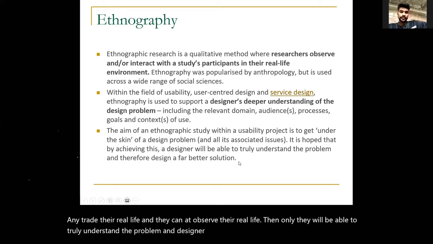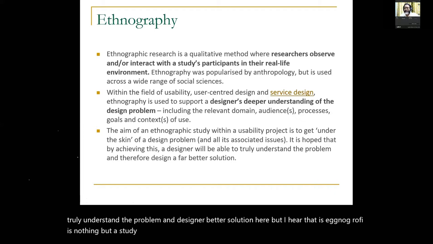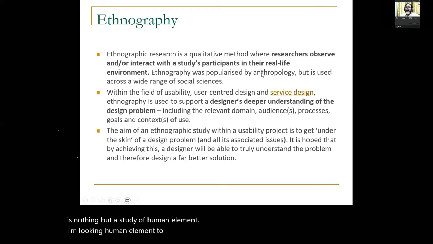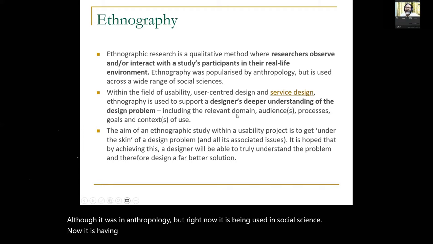Tell me, ethnography is nothing but a study of the human element. Hum log human element jo hai unko study karenge. Kab kaise study karenge? That is, in their real life environment. Although it began in anthropology, right now it is being used in social sciences. Now it has five components: the domain, audience, processes, goals and context. Five components. Now what is the domain?